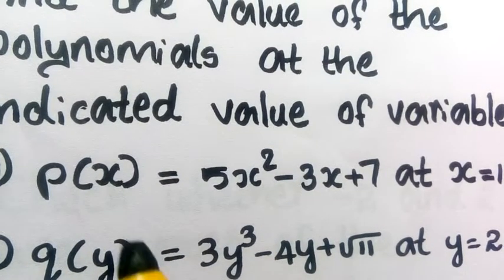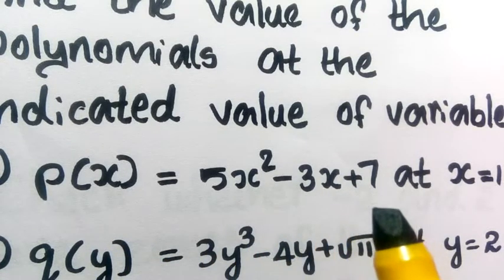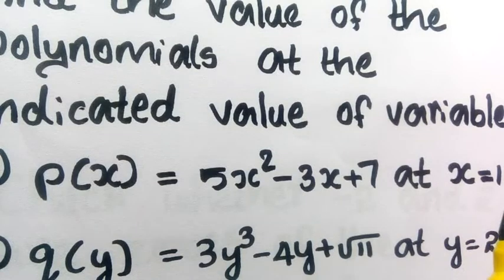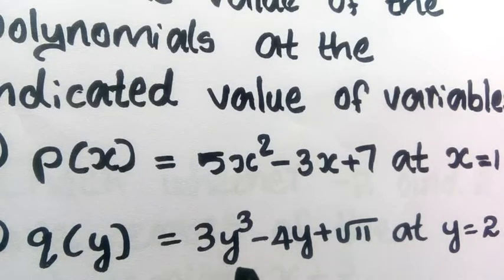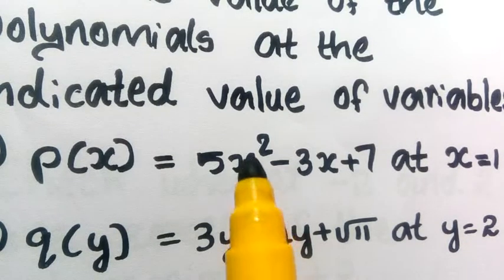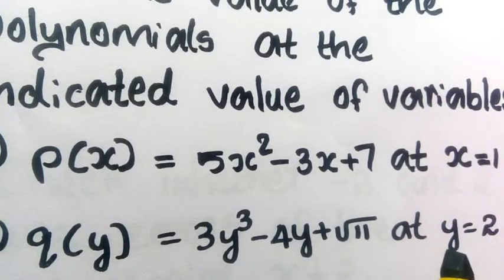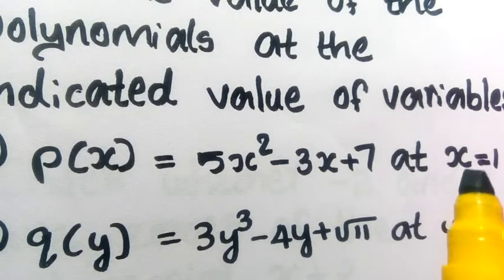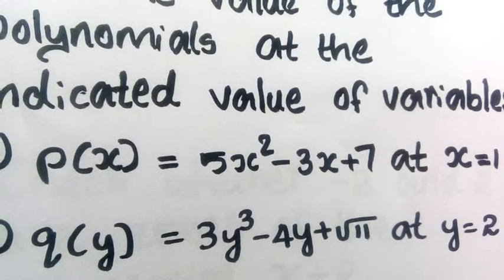Two sub-questions are given. First question, p of x is equal to 5x square minus 3x plus 7 at x is equal to 1. Second question, q of y is equal to 3y cube minus 4y plus root 11 at y is equal to 2. The meaning of the question is, here we have two polynomials and also the value of the variables. For the indicated value of the variables, we need to find the value of the polynomials. Let us check the solution.